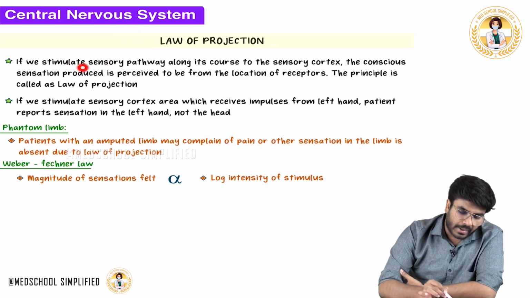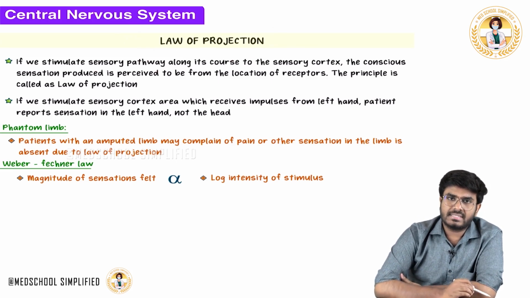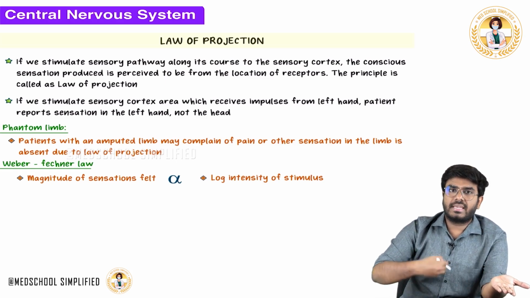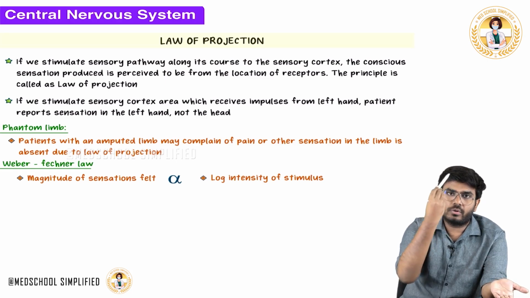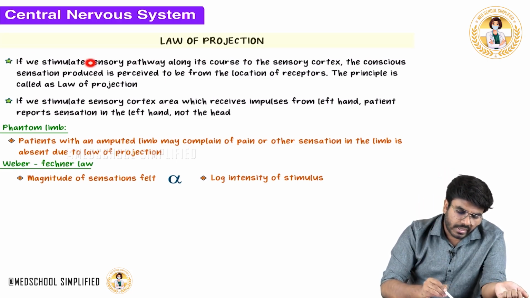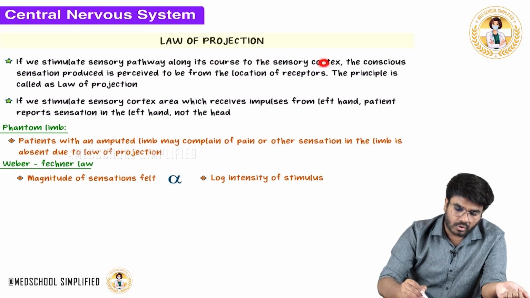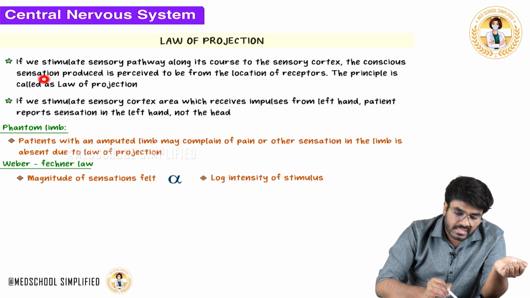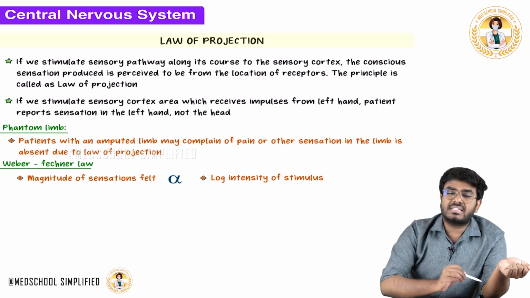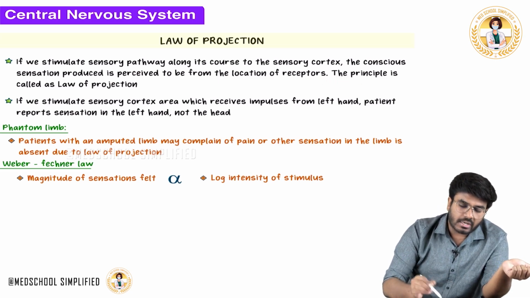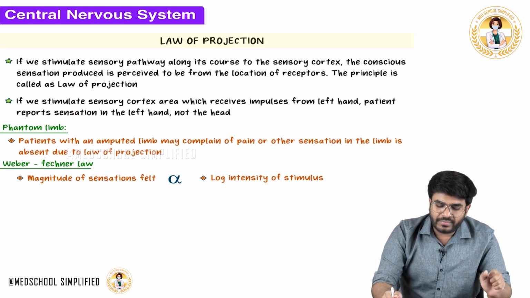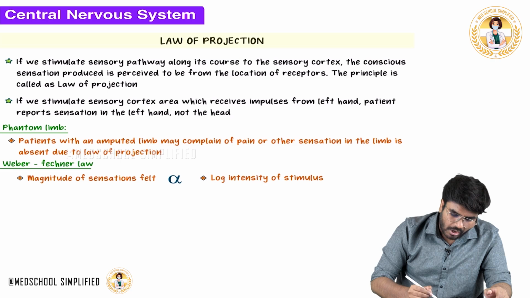If we stimulate a sensory pathway along its course, we know the sensory pathway starts from the receptor, then first order neuron, second order neuron, third order neuron, and from there to the somatosensory cortex. If you stimulate anywhere along its course to the sensory cortex, the conscious sensation produced is perceived at the location of the receptors. This principle is called the law of projection. It seems more complicated, right? A bit difficult. Now I will explain what exactly this law of projection is.